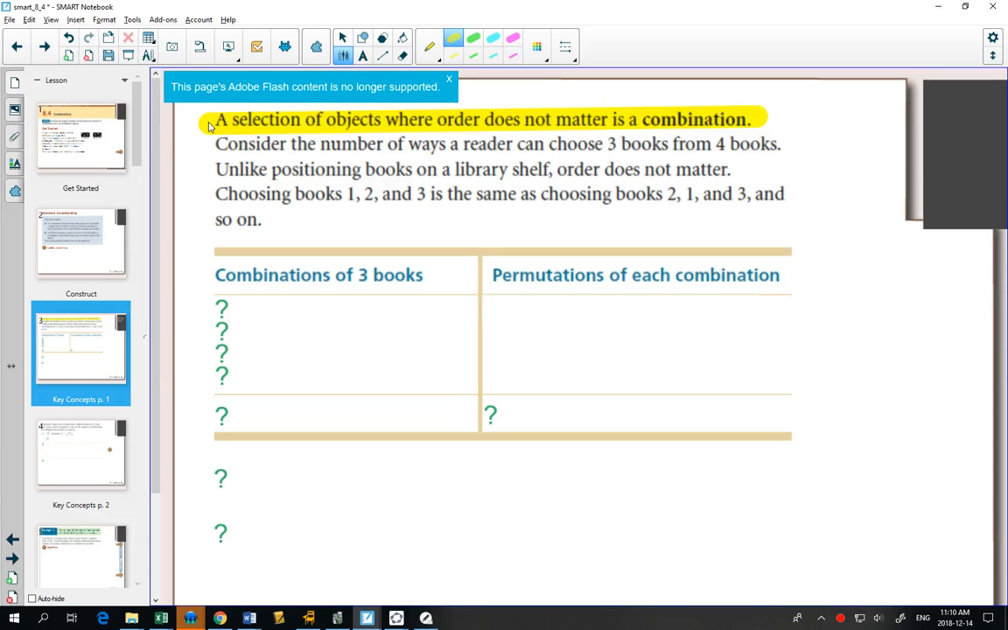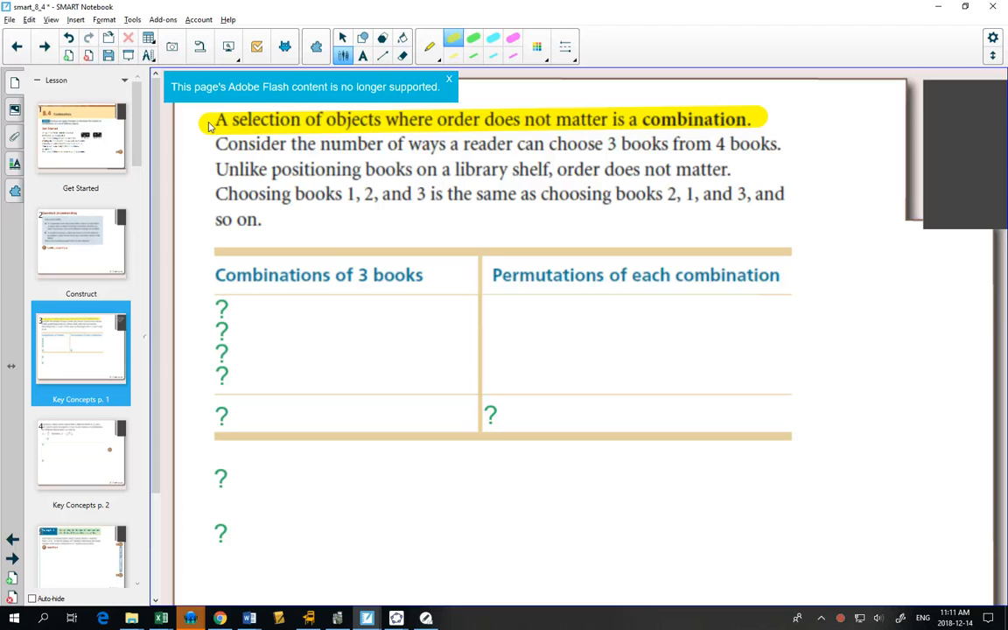So they have an example here. Consider the number of ways a reader can choose 3 books from 4 books. Okay? You win a draw and you win 3 books. And there's a table at the front which has 4 books. And you get to choose which books you want to take home. It doesn't matter the order you pick them, you still get 3 books to take home. It's not like you have to arrange them on a shelf or anything yet.